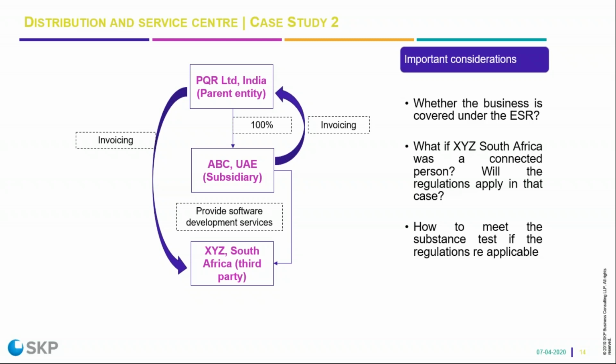For the UAE's activity to fall in the definition of service center business, the South African entity has to be a connected person or a related party. So the first question, whether the business is covered under the ESR, the answer is no. What if XYZ South Africa was a connected person? Will the regulations apply in that case? The answer is definitely yes. Now, how to meet the substance test if the regulations are applicable? The substance test, as I said, has three broad parameters. One is to show that it is directed and managed within UAE. It has adequate employees. It has all the capabilities of performing all the key functions that are required to generate that much revenue. We'll come to the substance requirement in the subsequent slide.